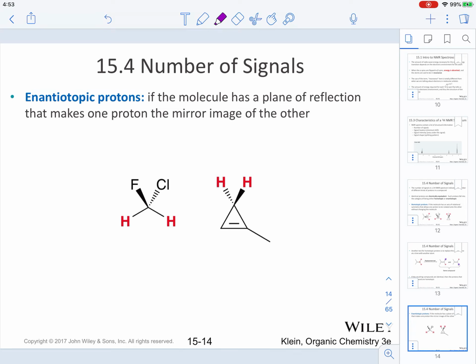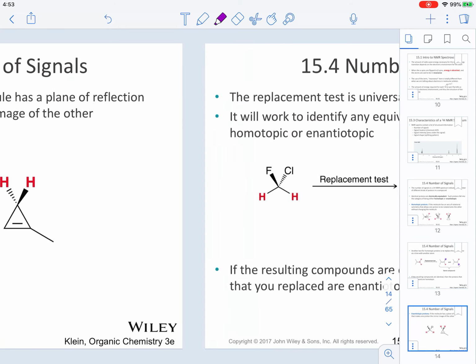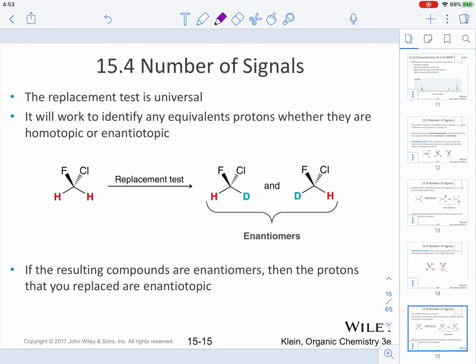So, at first looking at this, you may observe in the molecule, okay, I can observe how here these protons are going to have a plane of reflection. But let's actually implement the replacement test so we can look more closely at how enantiotopic protons are actually produced. So, utilizing this replacement test, as I mentioned, is what is going to be utilized time and time again in order to define the different types of signal.